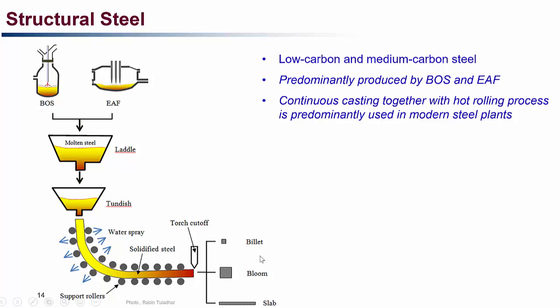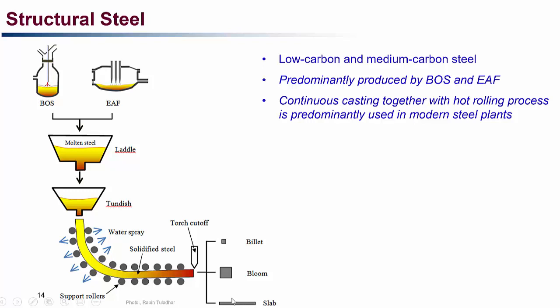Billets are long metals with square cross-section, as you can see here, or round cross-section, and with area less than 230 square centimeters. Billets are used to hot roll into bars and wires. Blooms, on the other hand, have cross-sectional area larger than billets and go through the hot rolling process to produce different structural shapes like channel sections or I sections.